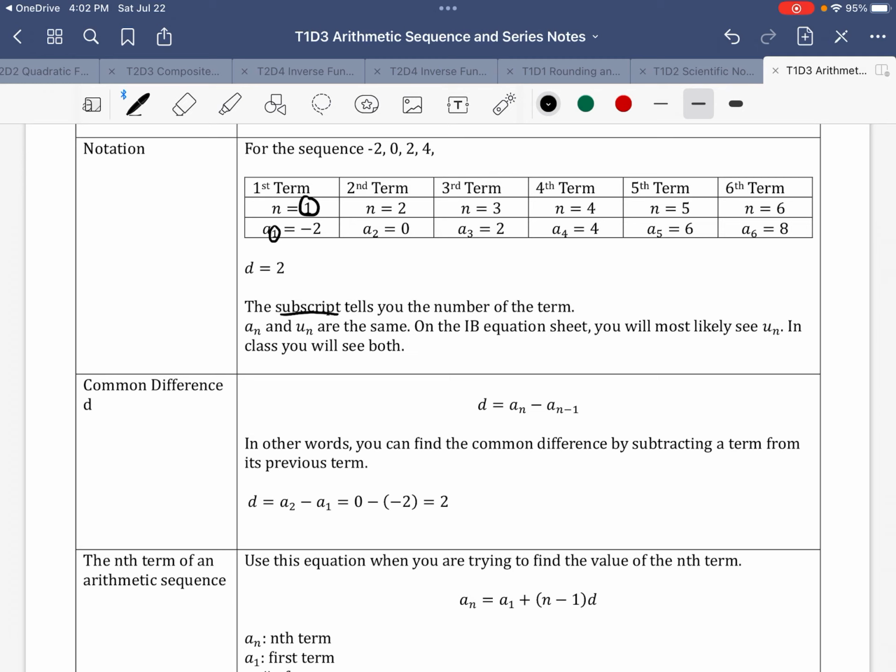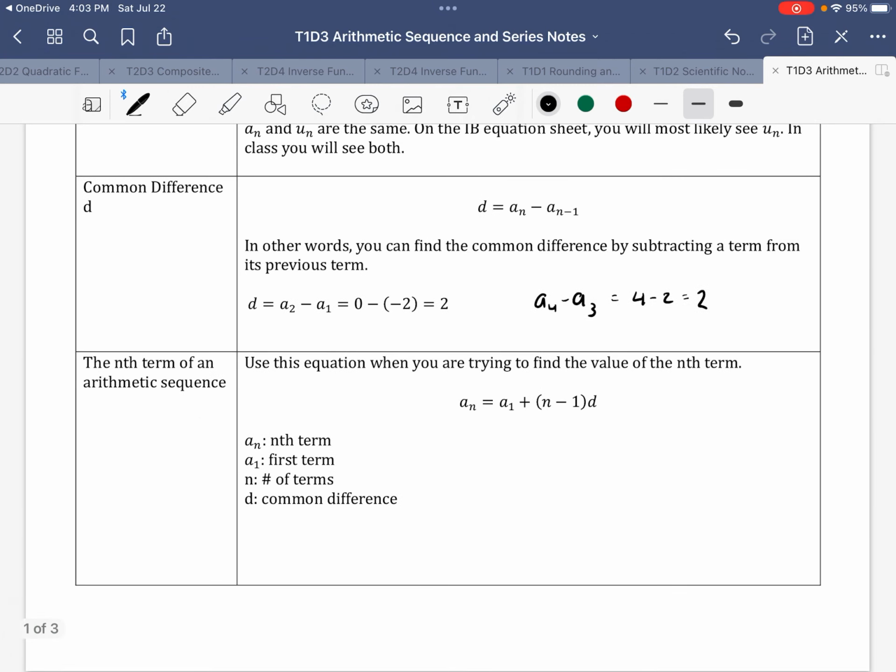In order to find the common difference, we already indicated that we use the letter d to denote it. And we can always find the common difference by subtracting a term from its previous term. So if we're looking at that same example from before, we can look at the second term and subtract the first term. So 0 minus -2 equals 2. But you can also do a sub 4 minus a sub 3. That's going to give us 4 minus 2, which will also equal 2. So any two consecutive values you can subtract, and then you'll get the common difference.